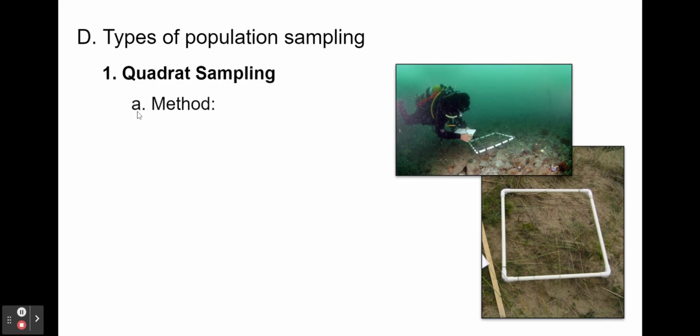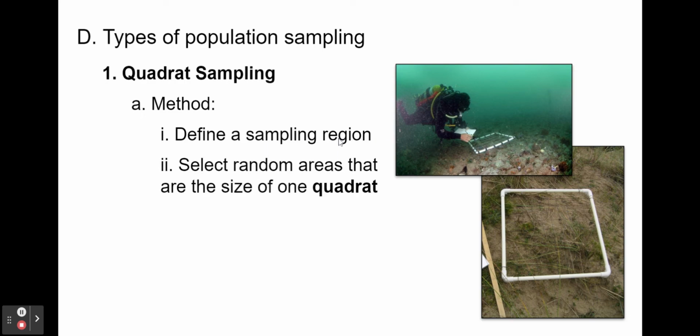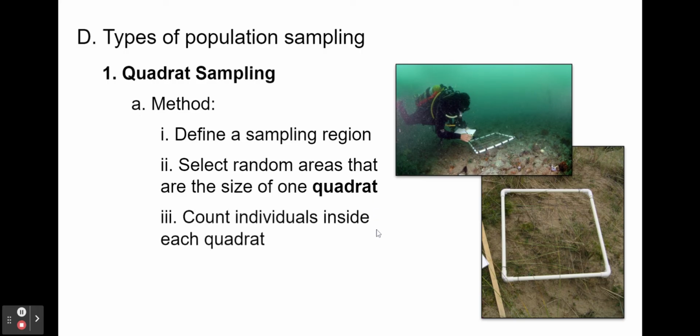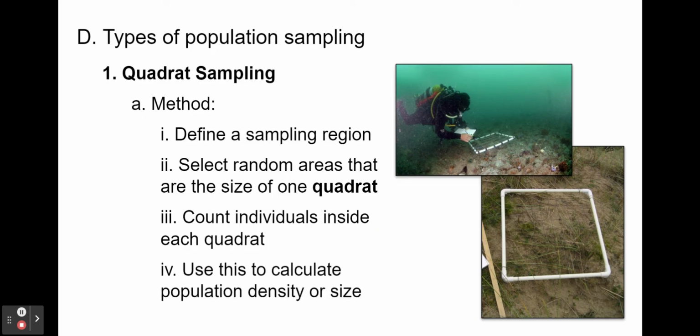Here's how it works. Section small a is method. Detail 1, we're going to define a sampling region. And I'll show you a whole example of this in a moment. For now, just write down these steps and it's okay if you're a little confused. Number 2, after we've defined a sampling region, select random areas that are the size of 1 quadrat. We're going to do this by usually throwing our quadrat and having it land in a random location. Number 3, count the individuals inside each quadrat. And number 4, use this to calculate our population density or our population size.